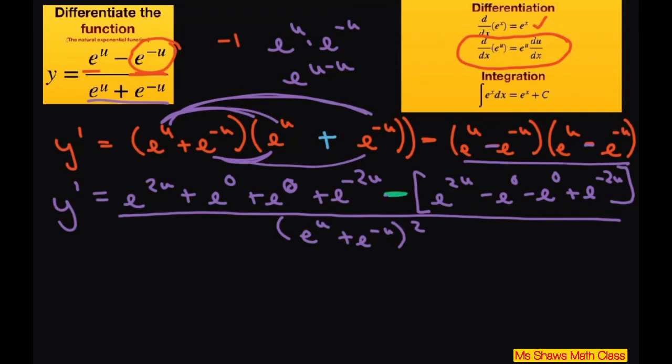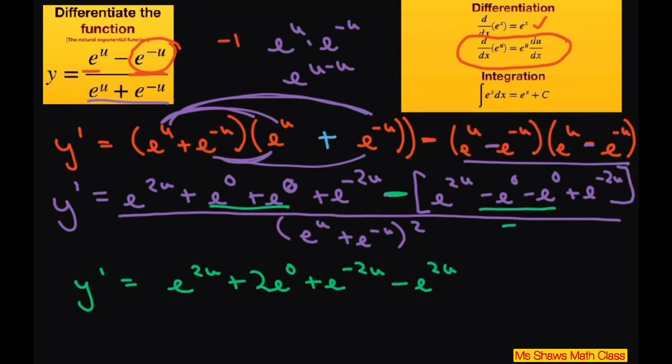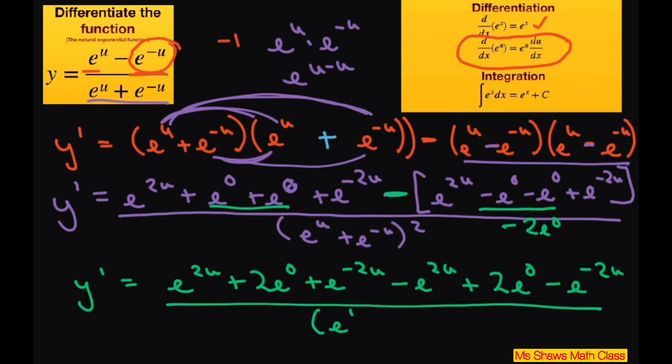So basically, I'm going to distribute that negative. So you get e to the 2u. I'll go ahead and add these, plus 2e to the 0 plus e to the negative 2u. And then let's subtract minus e to the 2u. This is going to be minus 2e to the 0. So two negatives are going to make a positive. So positive 2e to the 0 power. And then we have minus e to the negative 2u. All divided by e to the u power plus e to the negative u squared.